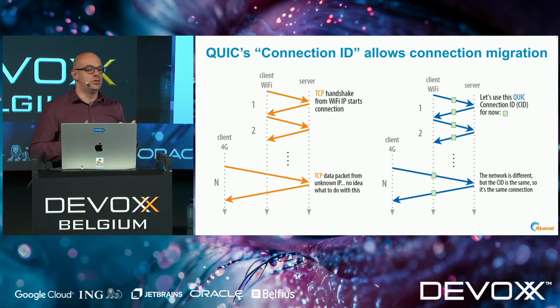We just assign a number to each individual connection, and when you change networks, sure, the IP might change, but the number stays the same. And so the server knows, this is actually still just the same connection. I don't need a new handshake. I can just keep using this one. Okay? The way that works is also quite simple.